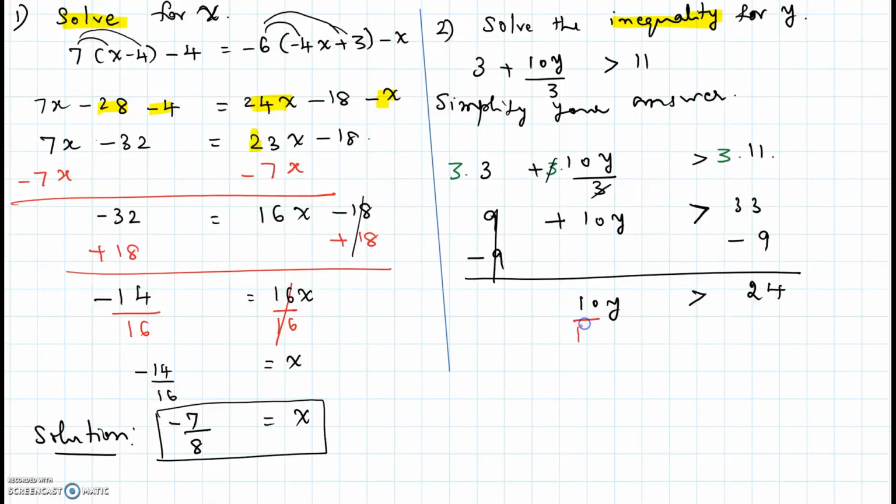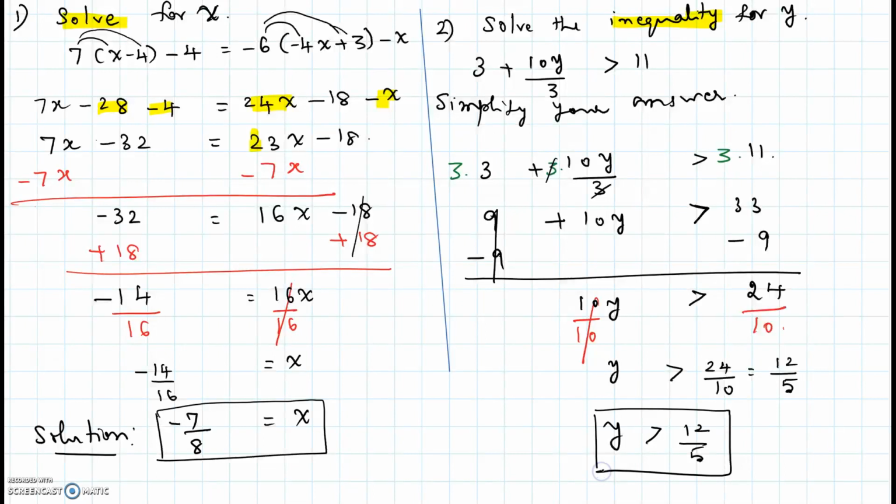Now we divide both sides by 10. So we get y more than 24 over 10, reduce it. So that will be 12 divided by 5. So y is more than 12 divided by 5. That's the solution to the problem.